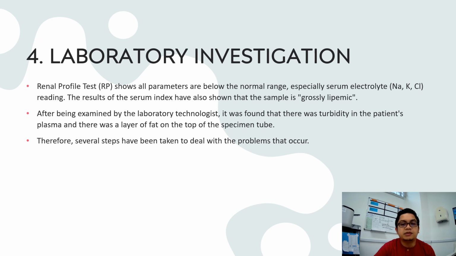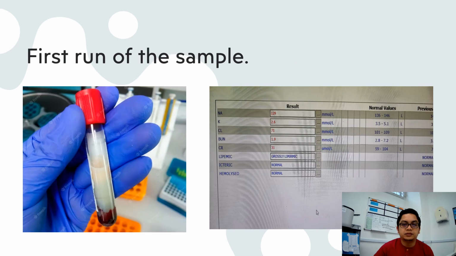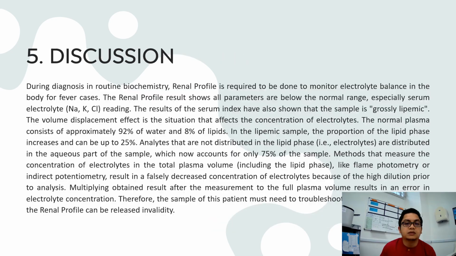After being examined by the laboratory technologist, it was found that there was turbidity in the patient plasma and there was a layer of fat on the top of the specimen tube. Therefore, several steps have been taken to deal with this problem. This is the sample after centrifugation and the result that shows all parameters are below the normal range.